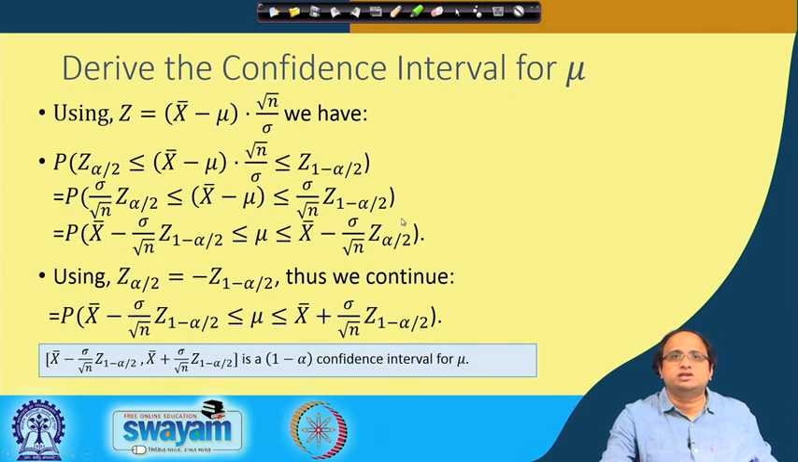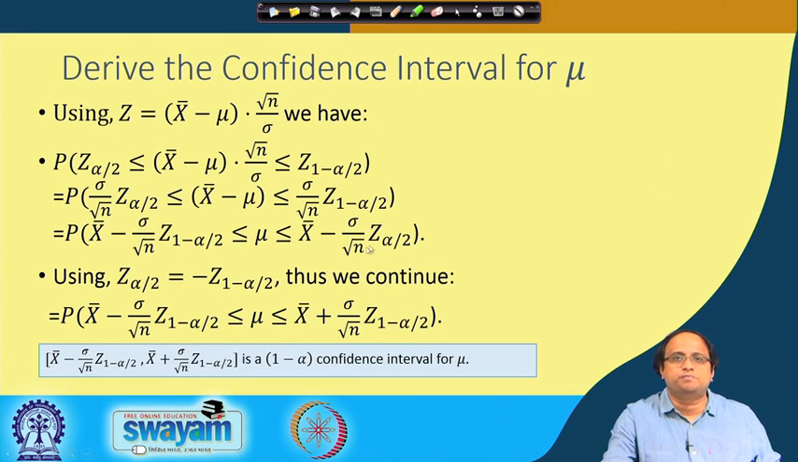Using this, we write this equation, and I can do a few simplifications. I multiply both sides by sigma by root n. Therefore, I have sigma by root n Z alpha by 2 less than or equal to x bar minus mu, which is less than or equal to sigma by root n times Z 1 minus alpha by 2. Since I want the confidence interval for mu, I do a little maneuvering, and I see that mu is bounded between x bar minus sigma by root n Z alpha by 2, and x bar minus sigma by root n Z 1 minus alpha by 2. Now, note that Z alpha by 2 is nothing but minus Z 1 minus alpha by 2.